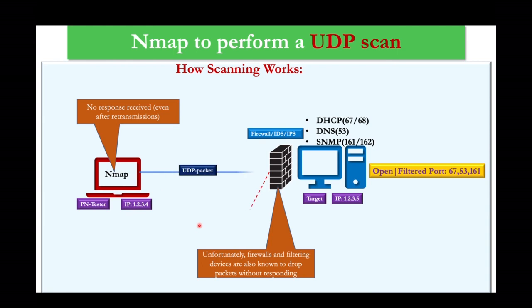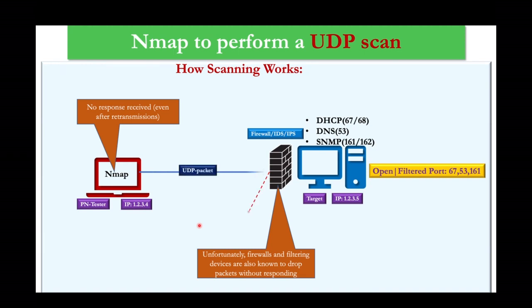So if ports in all other states, like maybe the closed state or filtered state, would respond, then the open ports could all be deduced by elimination. Unfortunately, firewalls and these filtering devices are also known to drop packets without responding. So when nmap receives no response after several attempts, it cannot determine whether the port is open or filtered.